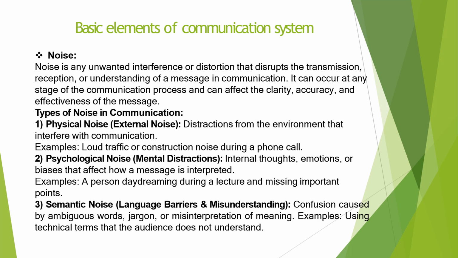So what are the types? There are some types like physical noise, which is external noise. It's distractions from the environment that interfere with communication. Examples are loud traffic or construction noise during a phone call. And number two is psychological noise, which is mental distraction, like internal thoughts, emotions, or biases that affect how a message is interpreted. The example is a person daydreaming during a lecture and missing important points.